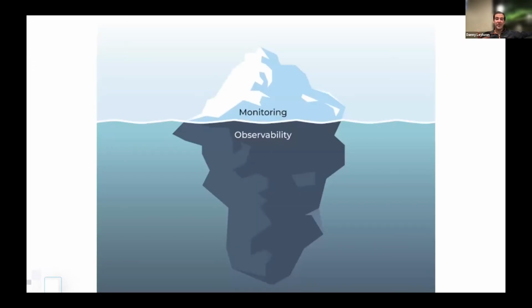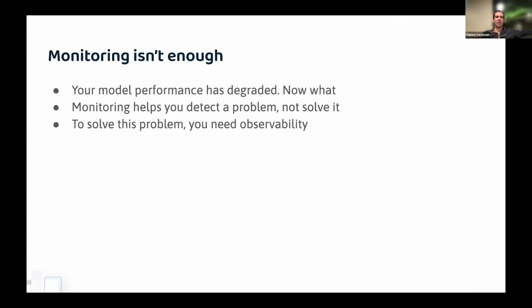But like I was talking about earlier, monitoring just isn't enough. It's really just the tip of the iceberg for observability. It's actually a subset of the observability problem. Because what monitoring does is it tells you when there's something wrong, right? It lets you know that your model has degraded, that there's been data drift, that there have been data quality issues, but it doesn't tell you what to do about those issues. It doesn't help you actually solve the problem. It doesn't help you debug your machine learning model or your machine learning system.